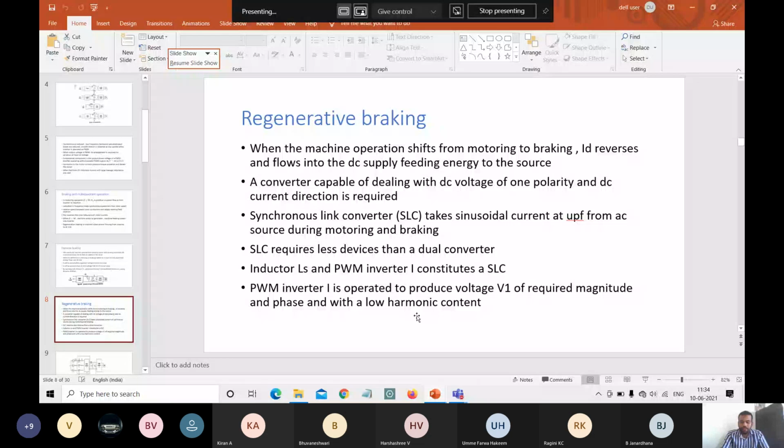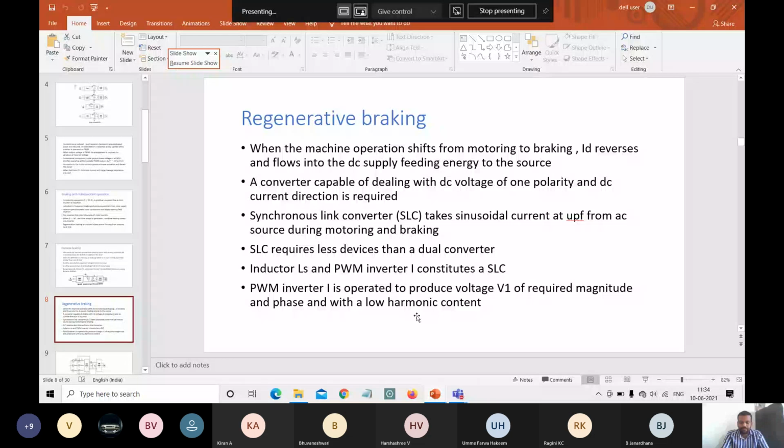So here, what happens when the action changes from motoring to braking? ID reverses, but VD remains the same.